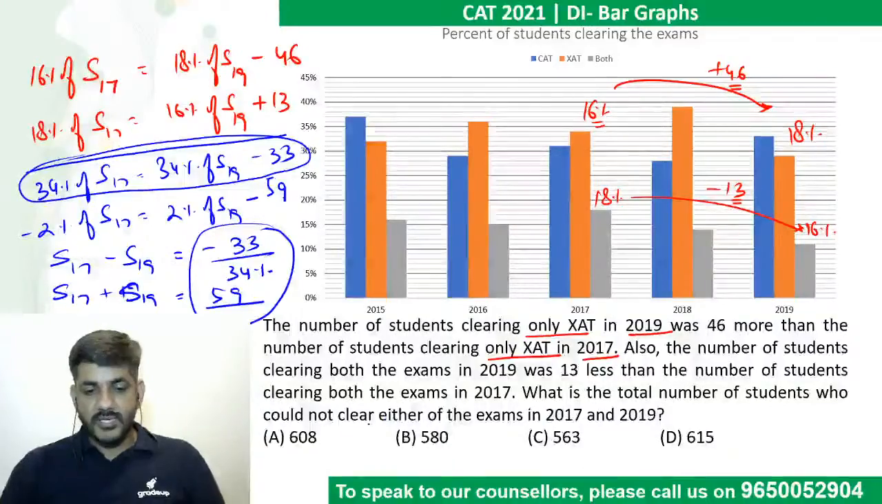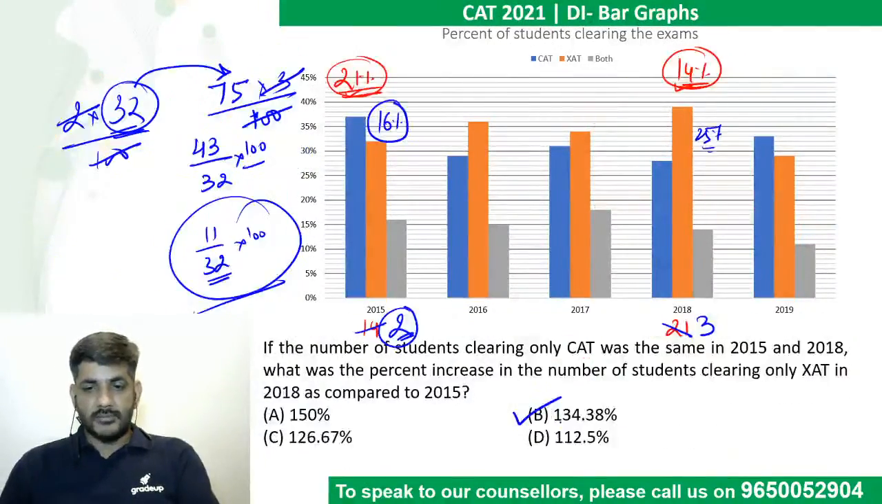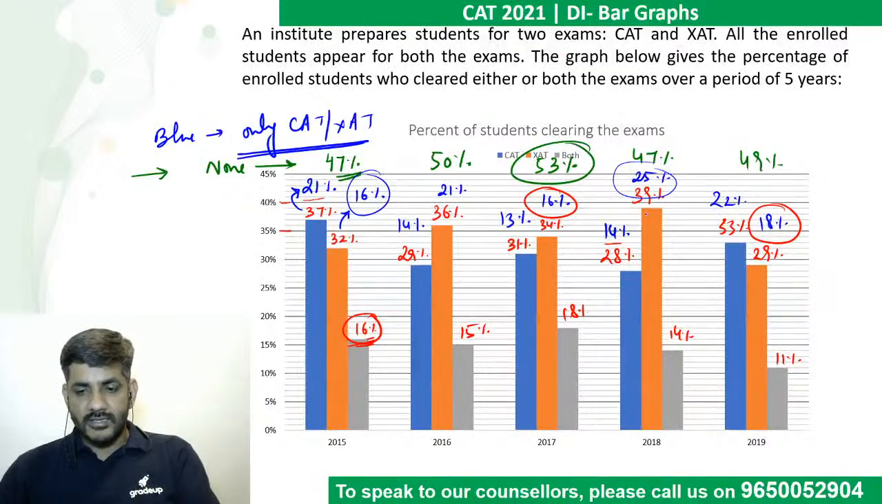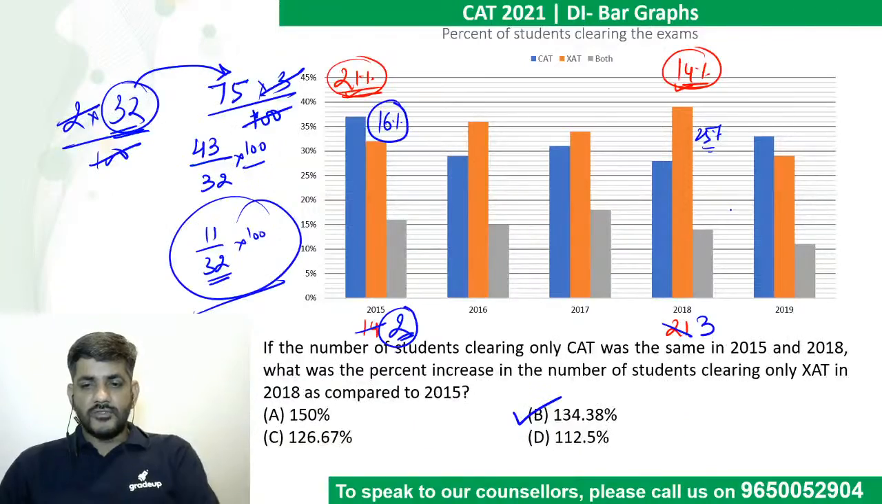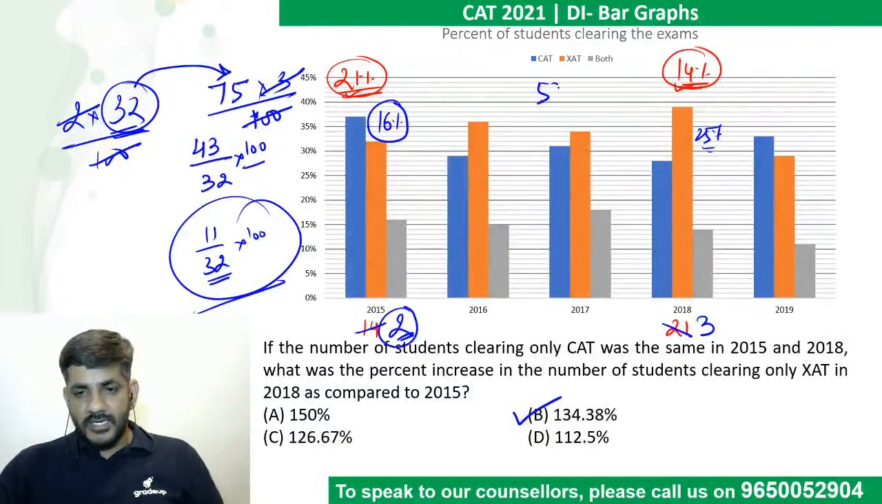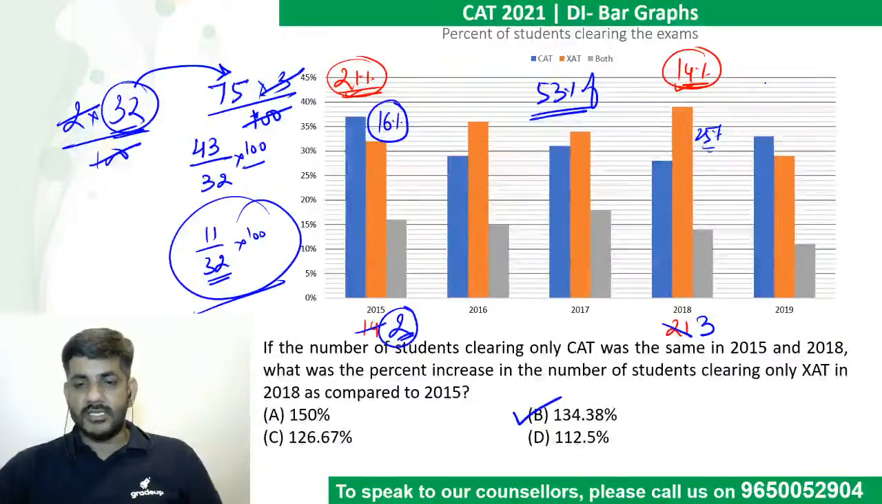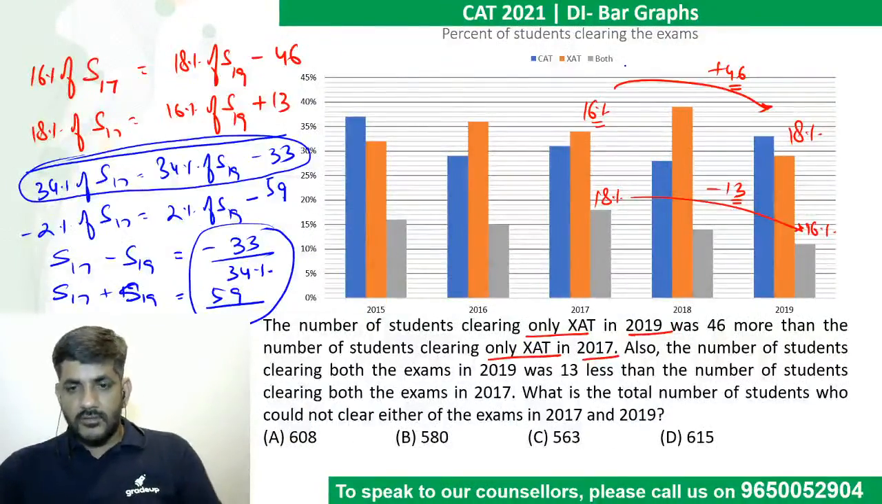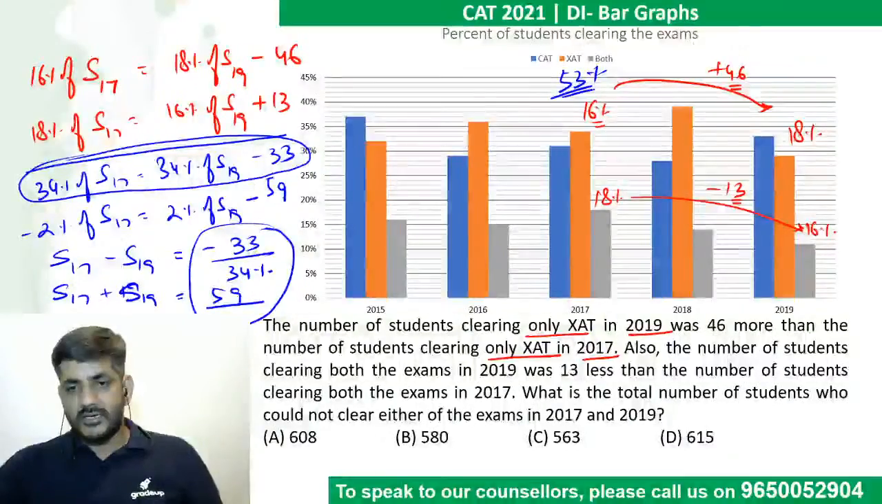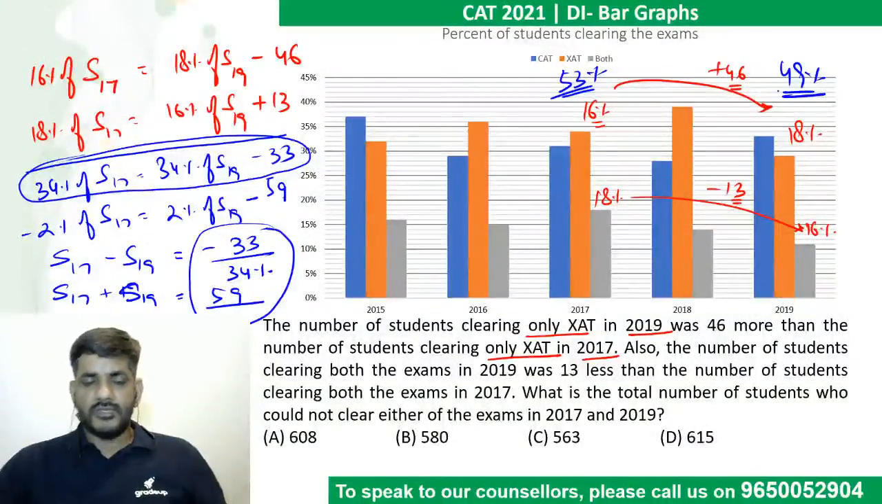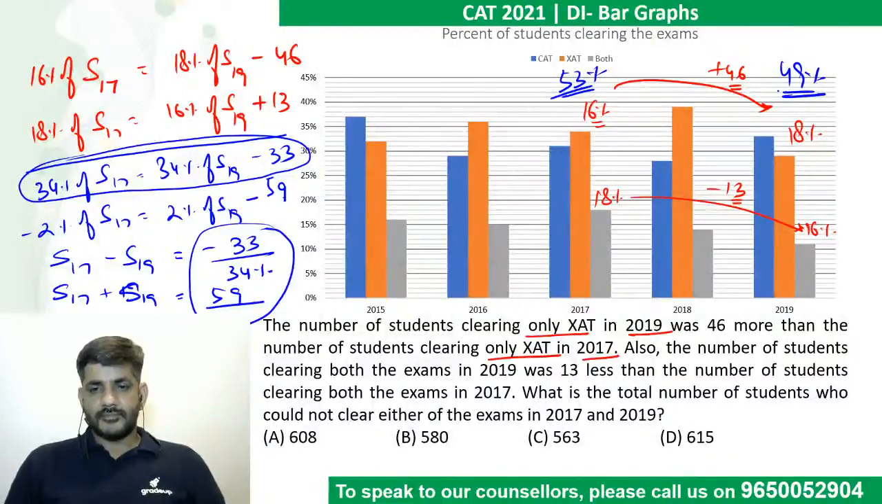Now, what is the question asking me? Could not clear either of the exams. So we have already written them here. Could not clear either. So here this is 53% and here it is 49%. So what exactly do we want? 53% of the number of students here and 49% of the number of students here. In these two areas we needed this. So we got it now.